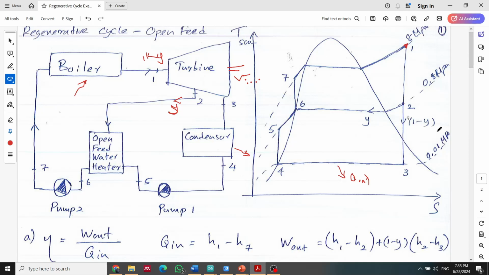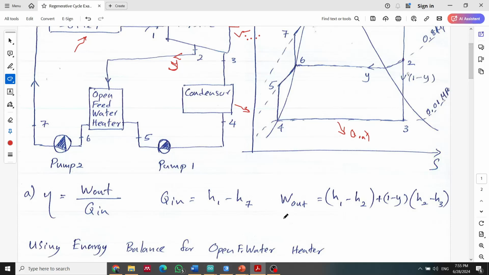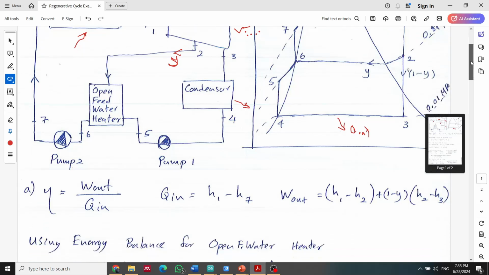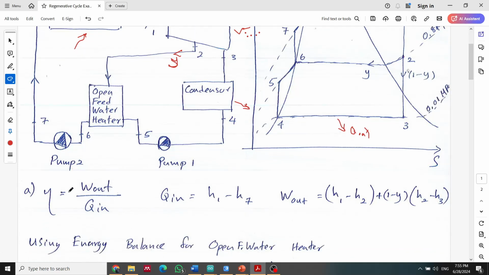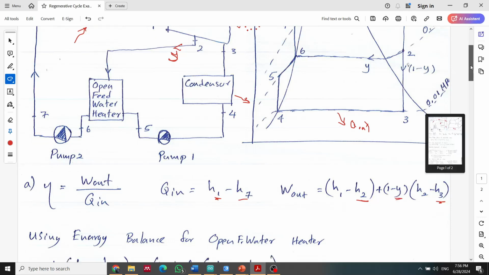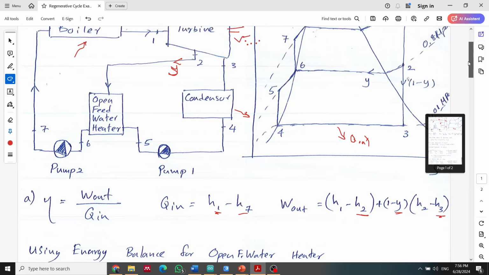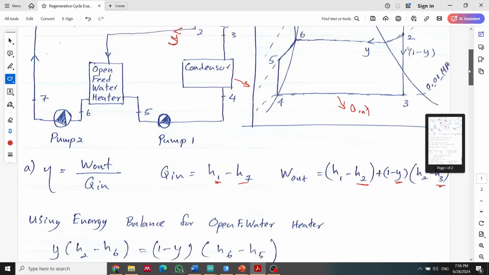I hope you understand what I'm saying. So that is the W out. Let me figure that out. To find the eta we have to find H1, H2, H3, H4. We don't need H4. H1, H2, H3 and H7, and we also need y. So let's first formulate the equation for y.